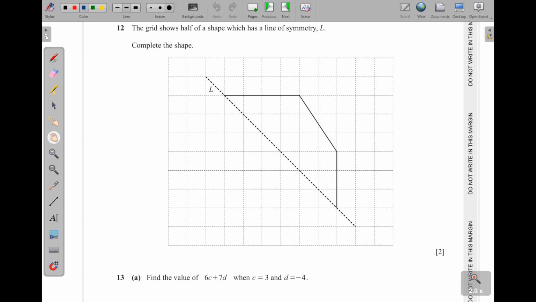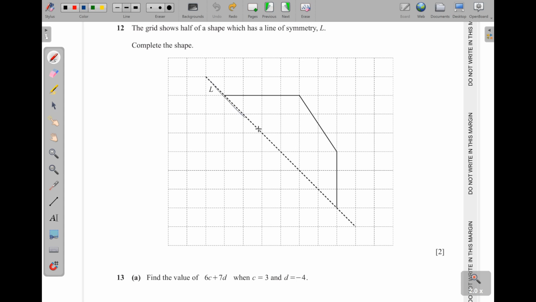Complete the shape. Now, to complete the shape, if there is only one line of symmetry, this is the one. That means we just have to reflect this in this line. As simple as that. And when you reflect, the object and image must be equidistant from the middle line. And also the line that connects the object to the image point is always perpendicular to the middle line.